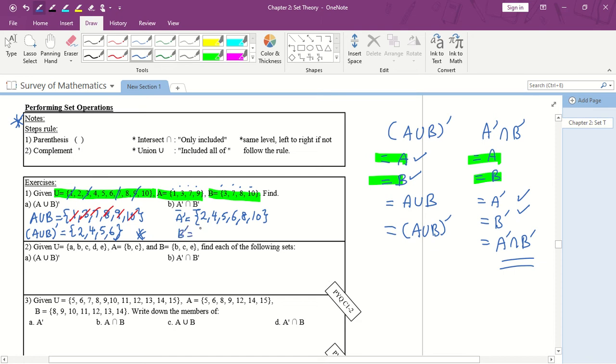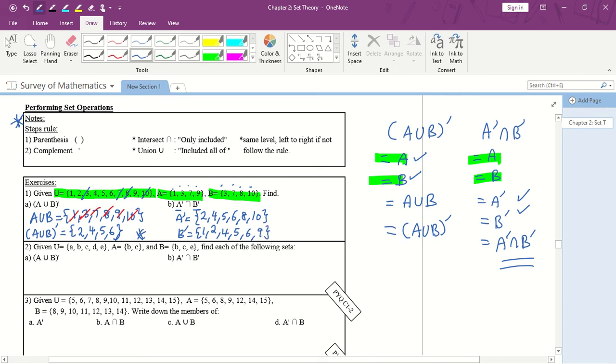B prime is just the things not in B: 3, 7, 8, 10. So let me remove 3, remove 7, remove 8, remove 10. So B prime is 1, 2, 4, 5, 6, and 9.